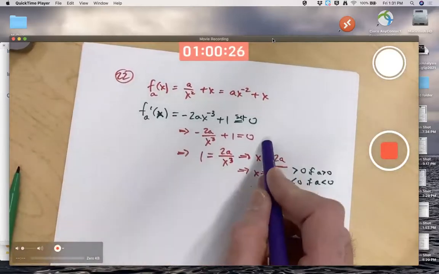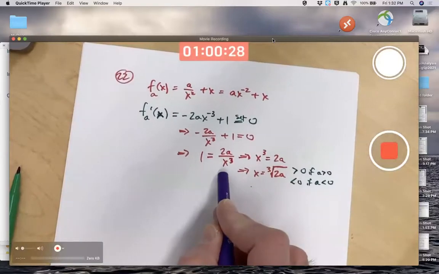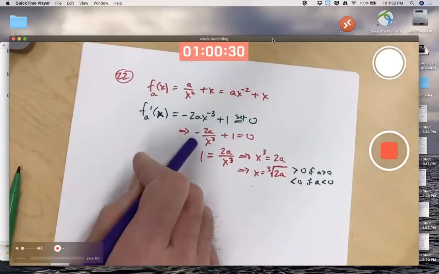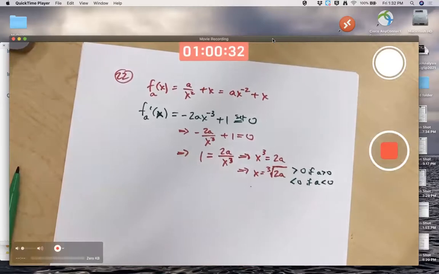I added it to both sides of the equation, so it became positive. Added it to both sides to cancel on the left side and get a positive 2a over x cubed over there.